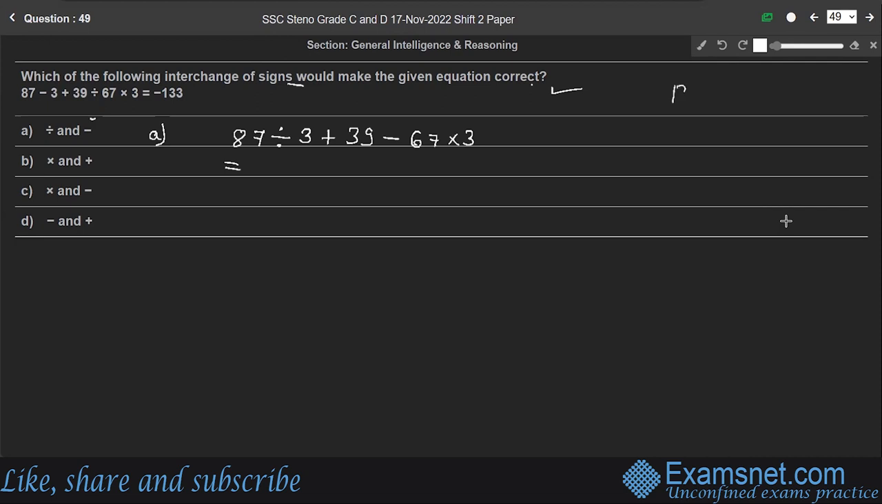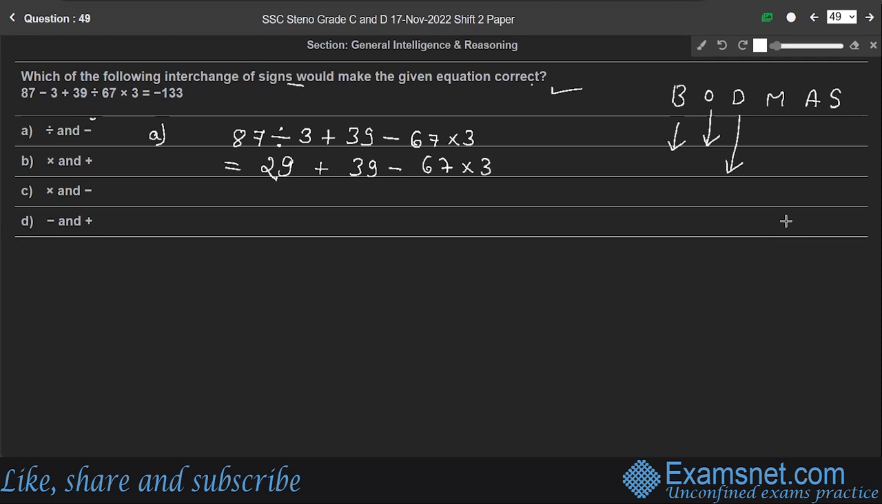According to BODMAS rule, while solving any mathematical equation or expression, we should go for the BODMAS rule. First, remove the bracket part. B stands for bracket part, O stands for off part. There is no bracket to remove, and there is no off part here. Directly go for division. 87 by 3 is 29. So 29 plus 39 minus 67 into 3.